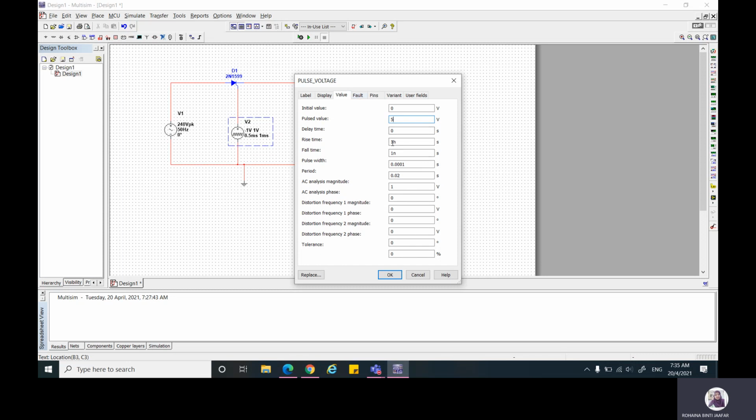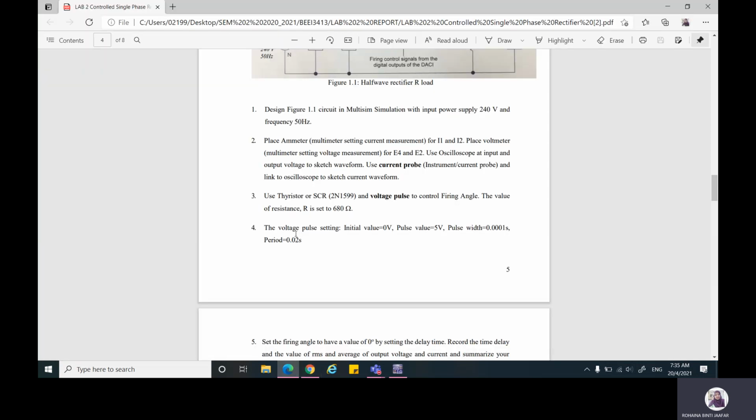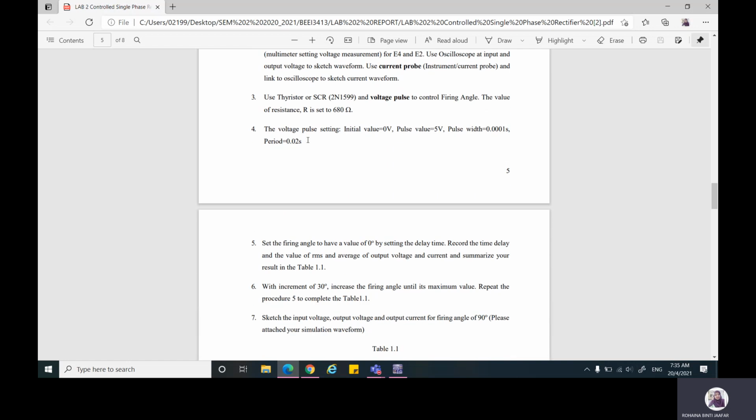So others, please do not change anything. Okay, so this is your initial value, and then your pulse value. This is your pulse width, and then this is your period. Okay, next. Okay, so we finish procedure number 4. We proceed to procedure number 5.